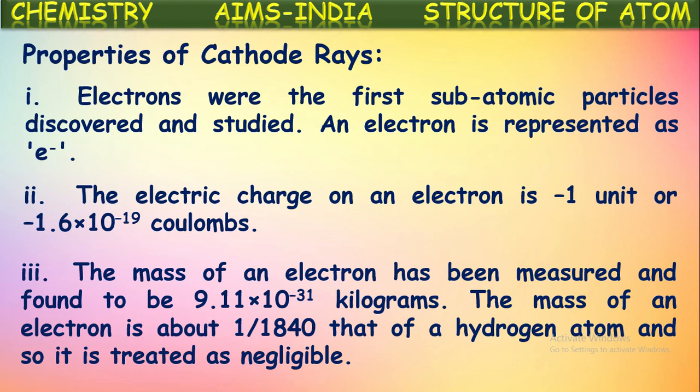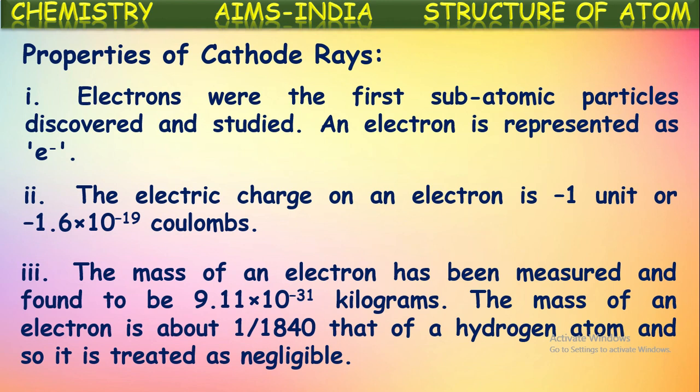This is the charge of each electron, which is generally considered as 1 unit negative charge. The mass of an electron has been measured and found to be 9.11 into 10 to the power of minus 31 kilograms, or 9.11 into 10 to the power of minus 28 grams. The mass of an electron is about 1 by 1840th that of a hydrogen atom, and so it is treated as negligible.